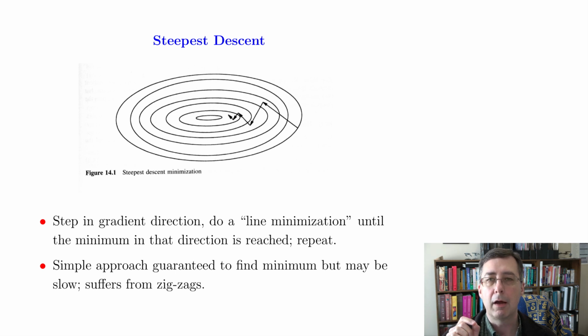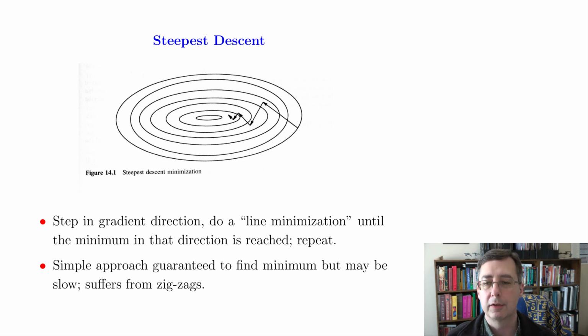And then how far do we go in that direction? Well, we step in that direction until we get to the minimum energy. And often that means you'll have to go a little too far, realize your energy is going back up, and then backtrack a little bit. That's called a line minimization, if you walk in a line and go back and forth until you figure out where the minimum along that line is.